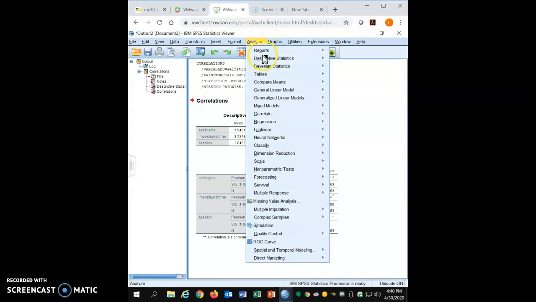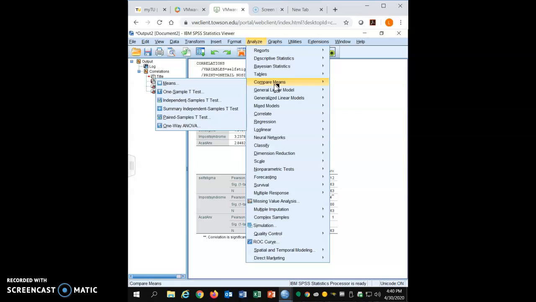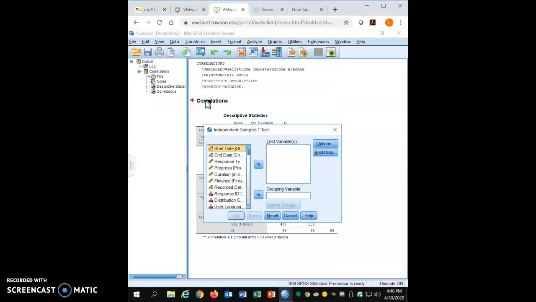The next thing I want to do is compare means. So we want to see if our minority status versus our majority status students differ in terms of these three outcome measures. So we have our test variables, which are dependent measures. We're going to select those and put these in the box up here. So self-stigma, imposter syndrome, academic anxiety go up here. And then we're going to put minority status, which is our independent measure, into our grouping variable.